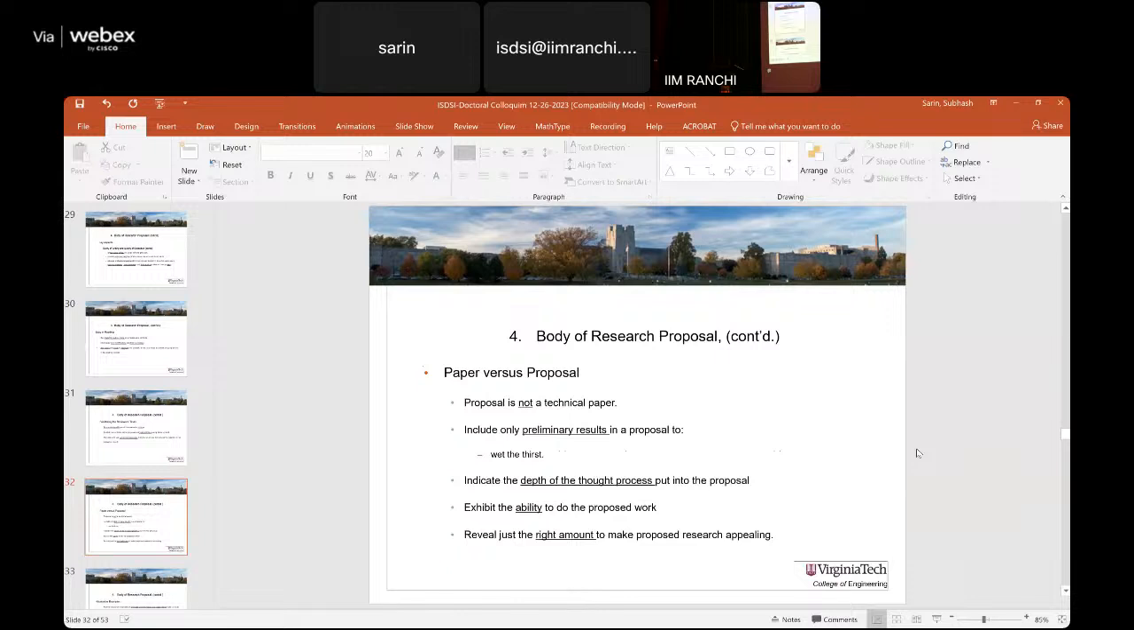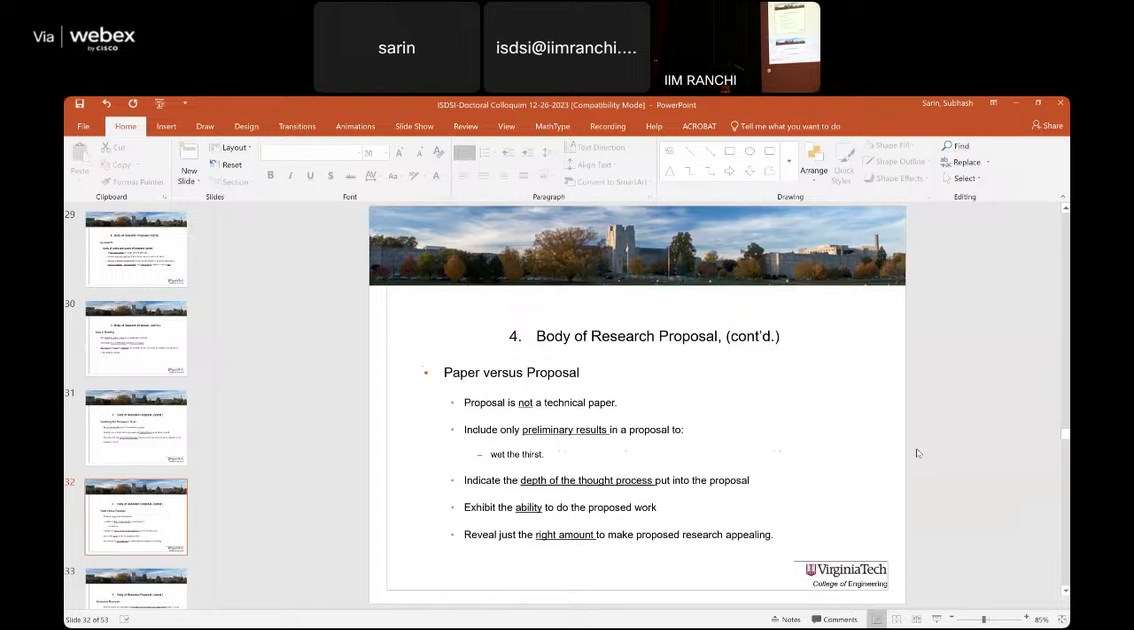Indicate the depth of the thought process that you have. Exhibit the ability to do research work that you have, write it in the proposal, and review just enough to make the proposal appealing. So not too much or too little.